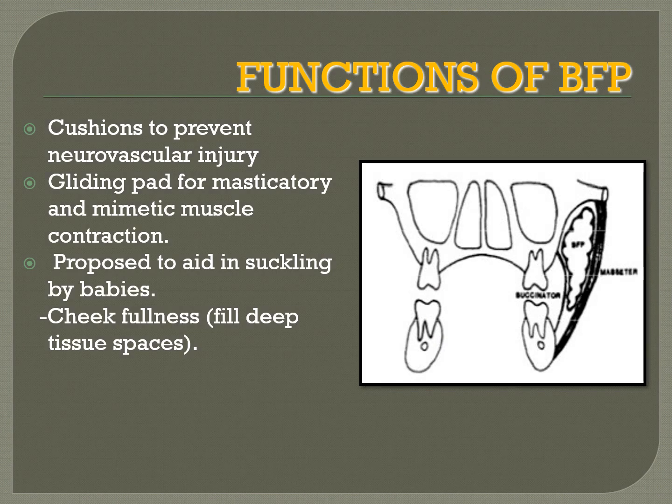The main functions of the buccal fat pad are that it cushions the adjoining structures, mainly preventing neurovascular injury. It acts as a gliding pad for the masticatory muscles and helps in mimicking the muscle contraction. And in babies, it aids in suckling and gives cheek fullness.